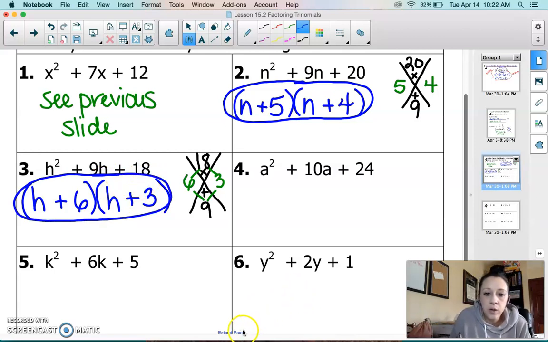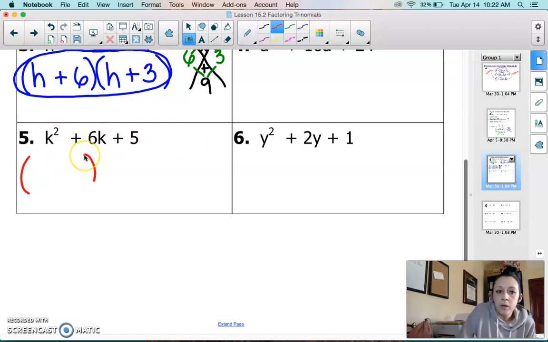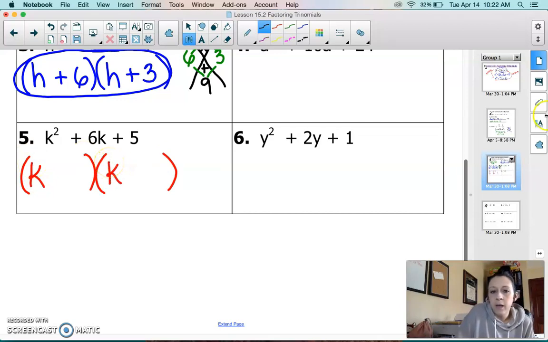All right, let's do one more on this page, and then we'll go to a new video to do the next set of examples. So, I don't know, maybe this one. So, k squared plus 6k plus 5. So, I need to set it up with k times k to get k squared. And then I'm going to make my x, times and plus. And I want it to times to the third number, which is 5, and add up to the middle, which is a 6.